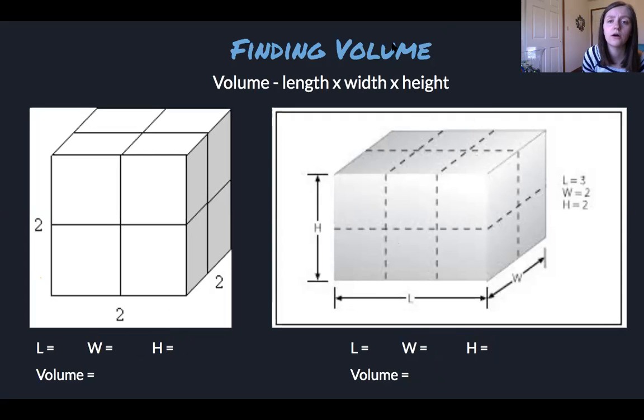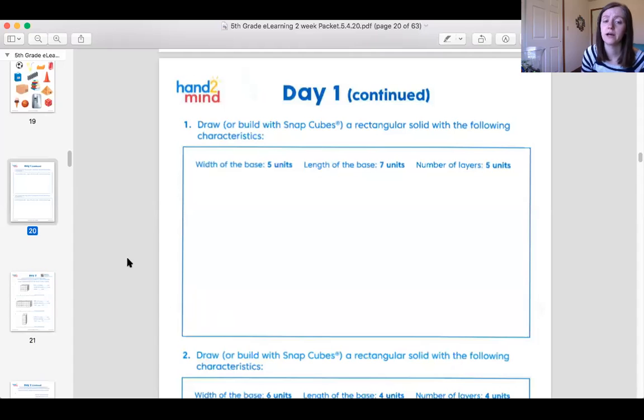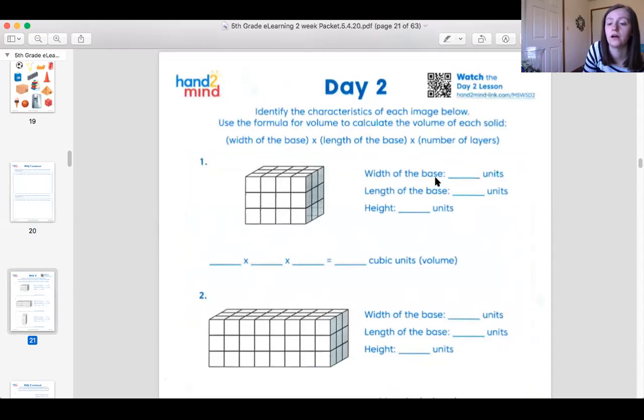That is how we would find the volume of a shape where it gives you the model that's divided into the cubes. Now let's talk about what happens if it doesn't do that, because some of the pages in our packet don't divide them by cubes. Day 1 wants you to build a rectangular solid. Yours that you draw is going to look just like that model we did, but it's going to be 5 cubes wide, 7 long, and 5 high. If you need help with that, use the examples on this page.